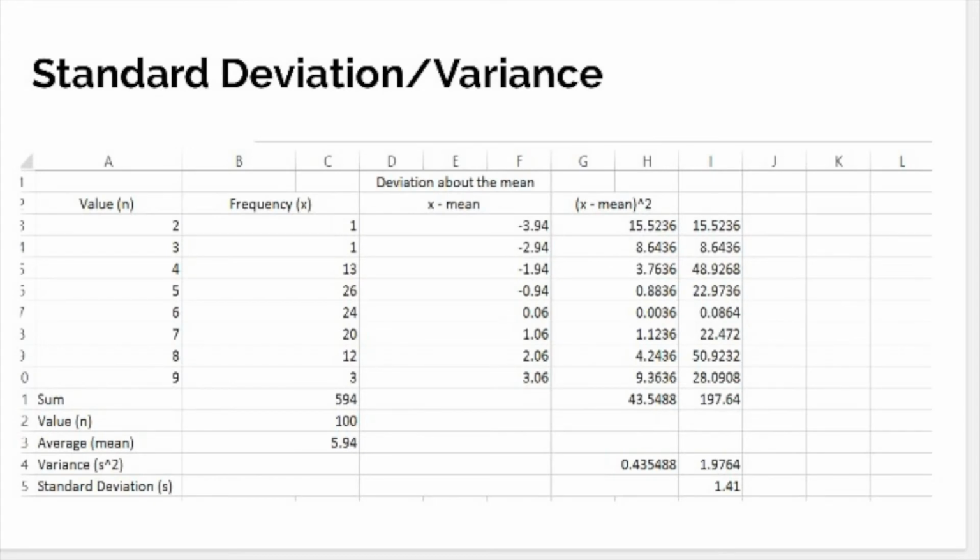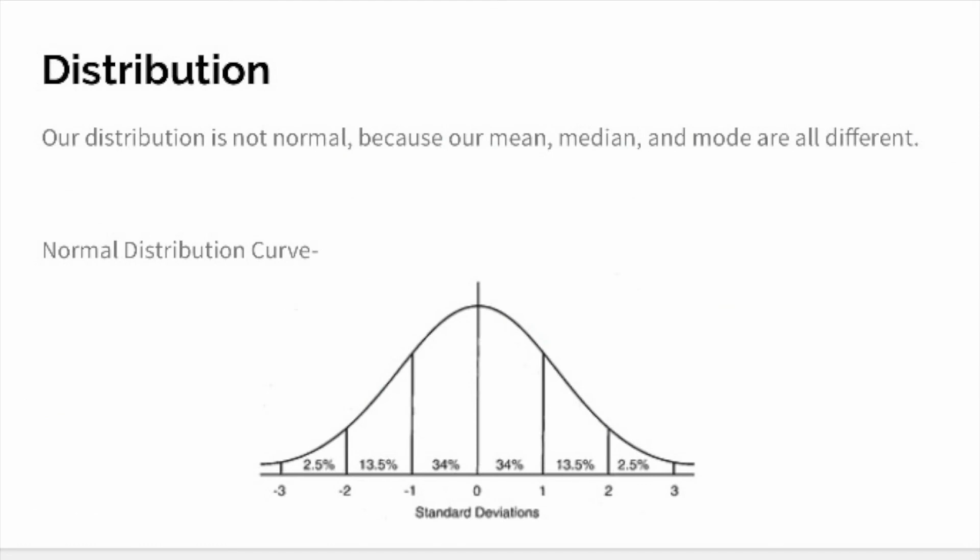We also used Microsoft Excel to calculate the standard deviation and variance. We just plugged it into the spreadsheet using formulas, and we got the same standard deviation and variance in Excel as we did calculating it by hand. Our distribution is not normal because our mean, median, and mode are all different. Below, you'll see a standard deviation graph, and that is a normal distribution curve.